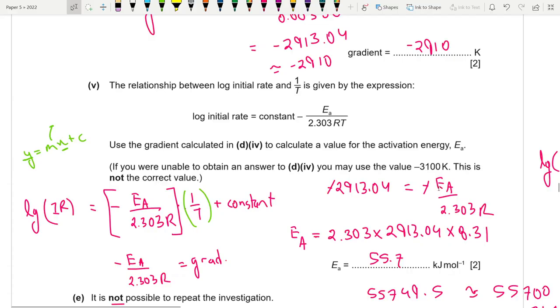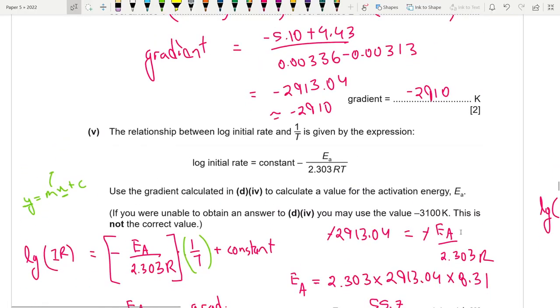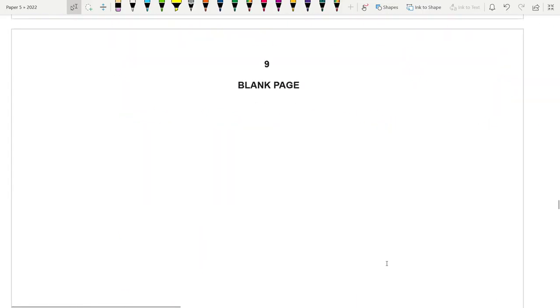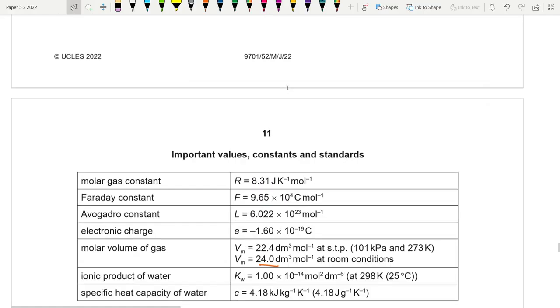We got rid of the negative sign. By the way, I used my exact answer, the raw value. You could use 2910, it's fine. So activation energy is equal to 2.303 into the value of your gradient times 8.31. That value of 8.31 is given over here in the table. R is equal to 8.31, okay?